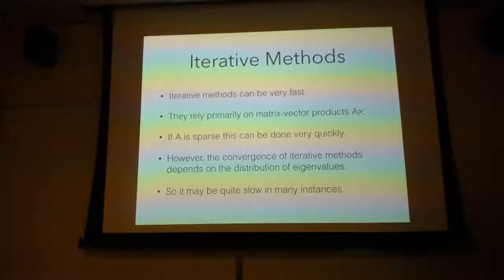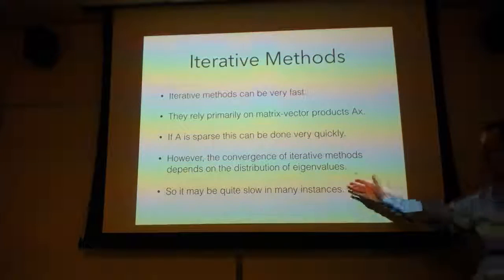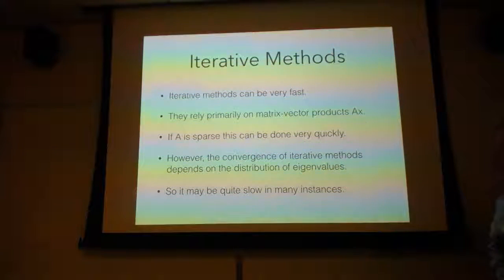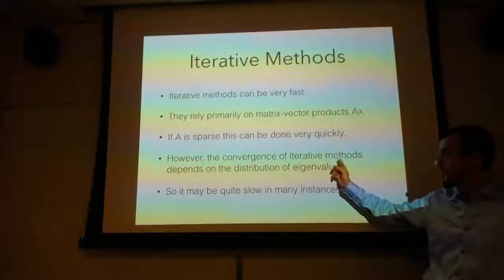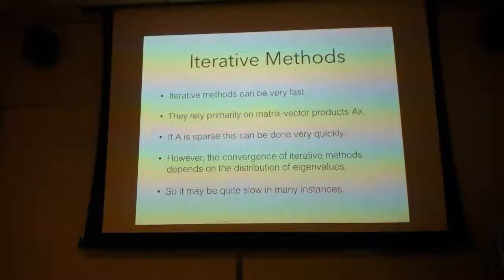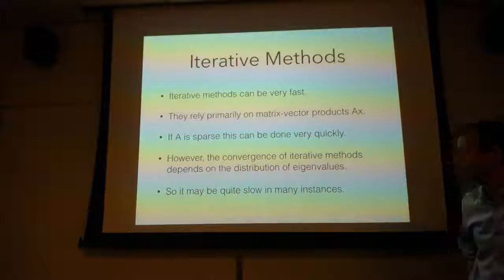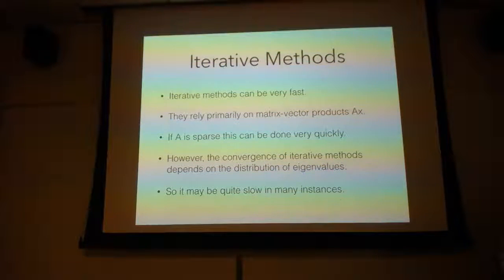So for example, if A is sparse, this is very good. But then you require this preconditioner. The problem is the convergence of iterative methods depends on the distribution of eigenvalues. And so the first Julia script that I gave you will look a little bit into this with just a very simple hands-on lab, nothing really fancy, but it's kind of interesting to look at.